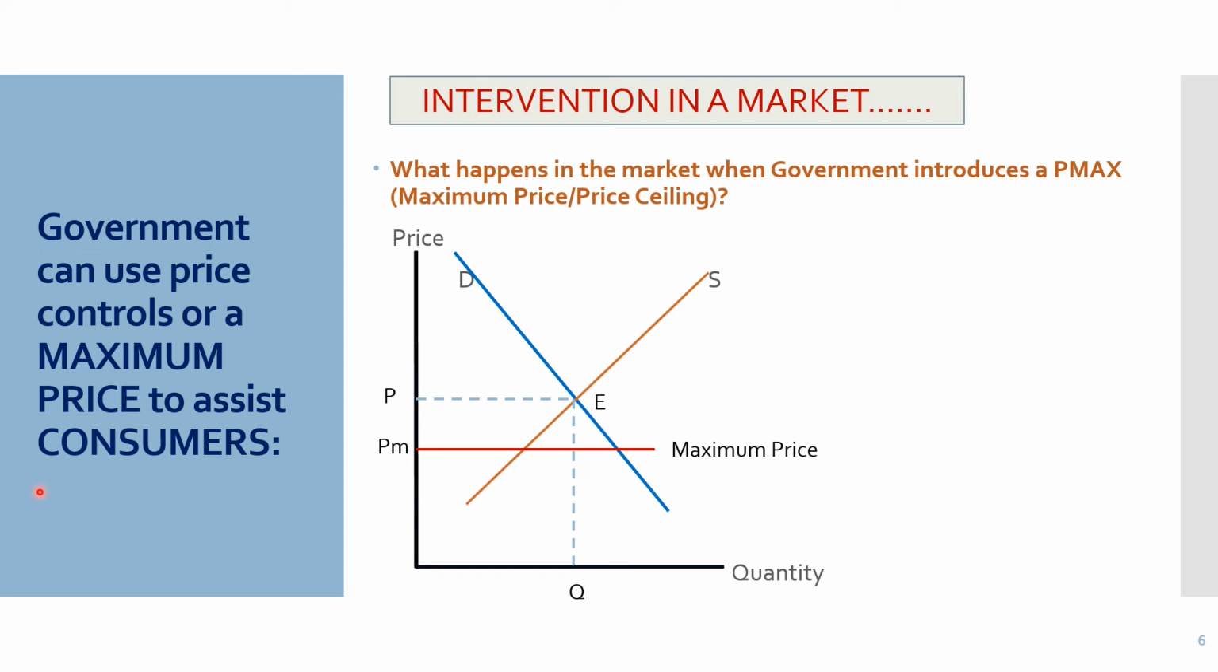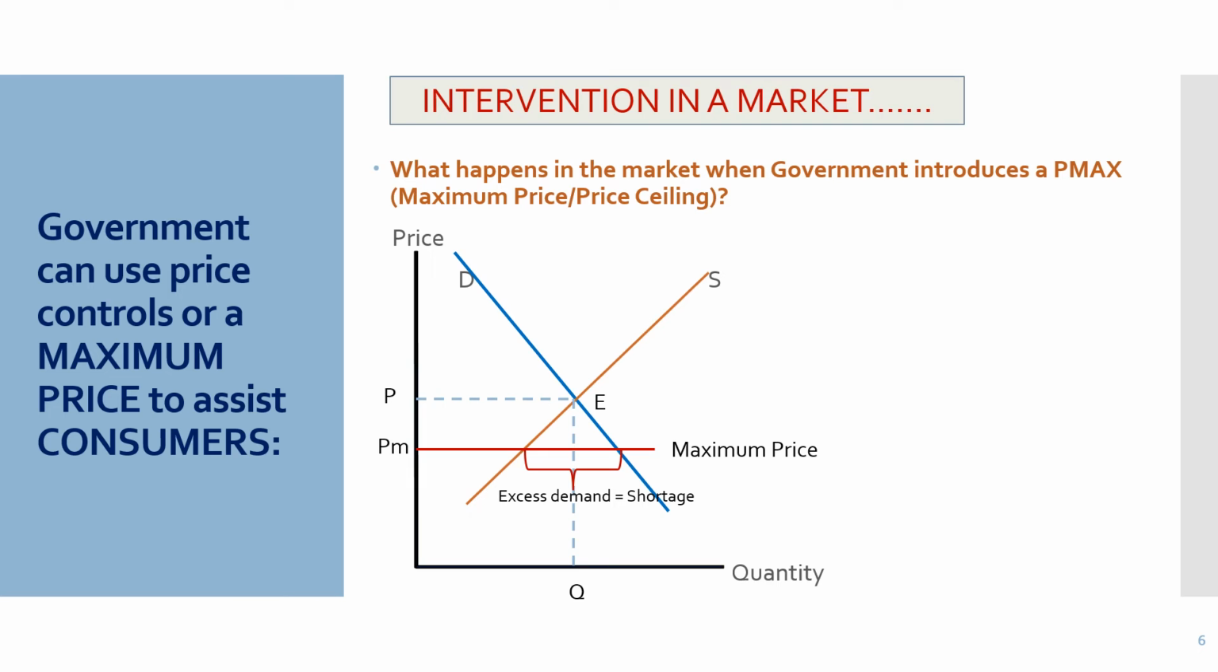And of course, what is the consequence here? If you've learned how to read your graph correctly, you will see that the quantity demanded will immediately increase, while the quantity supplied will decrease. Consumers are happy, suppliers are not. And so what we end up with here is something that you're already aware of. We end up with excess demand and a shortage in our market.